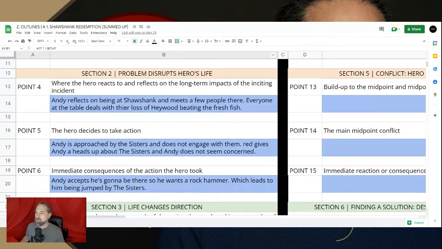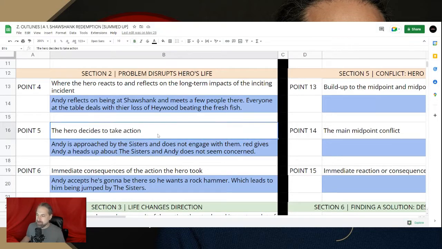All right. So if you've seen the video before this that goes over Act 1, Section 1, you'll know that we're going over Shawshank Redemption. Basically, what is Shawshank Redemption? How does it look? And what are the beats or the points? And Act 1, Section 2, problem disrupts the hero's life. Point 4, where the hero reacts to and reflects on the long-term impacts of the inciting incident.